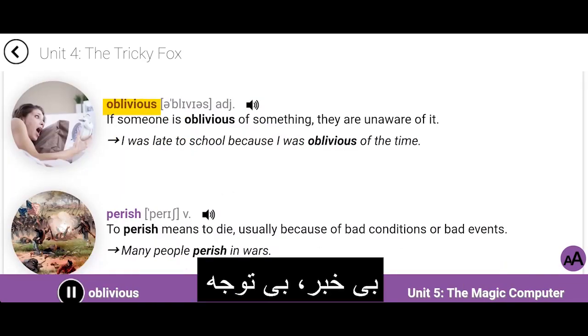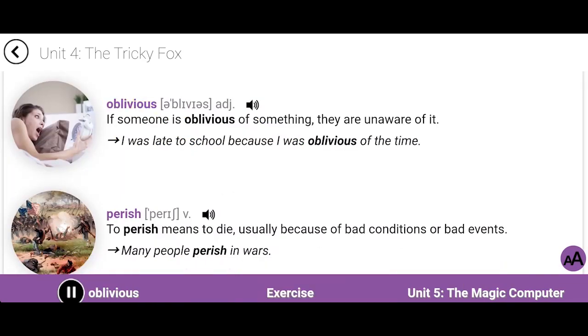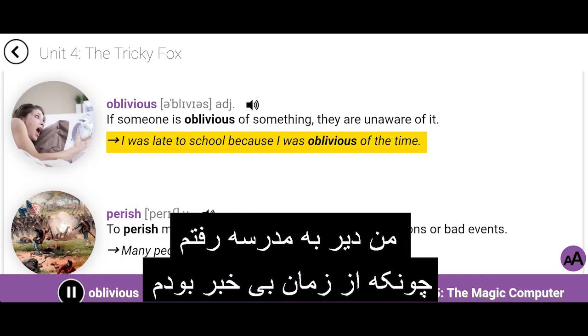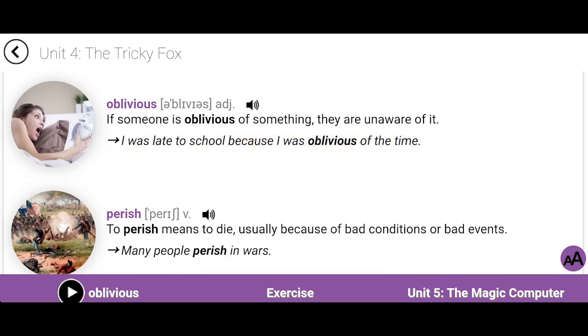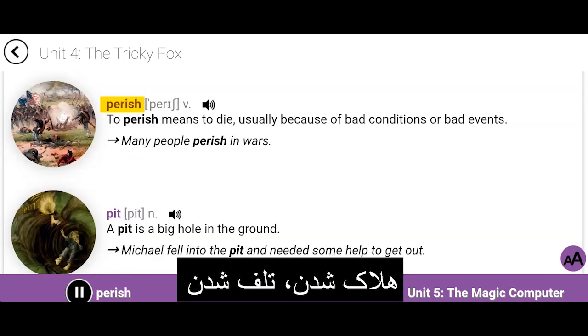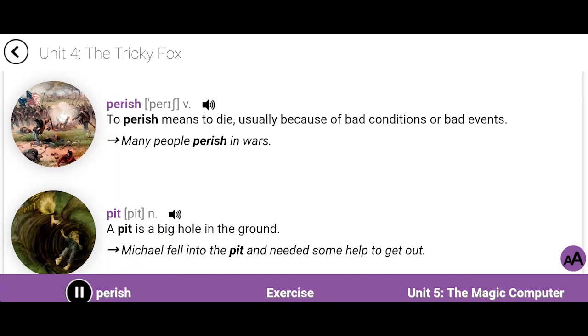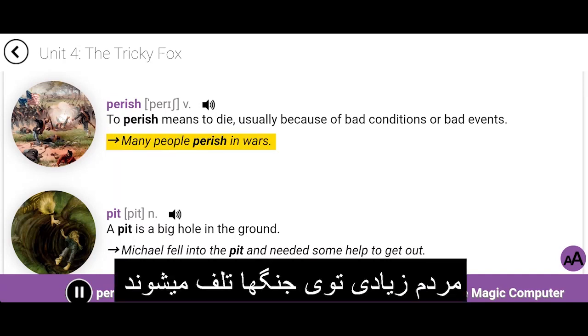Oblivious. If someone is oblivious of something, they are unaware of it. I was late to school because I was oblivious of the time. Perish. To perish means to die, usually because of bad conditions or bad events. Many people perish in wars.